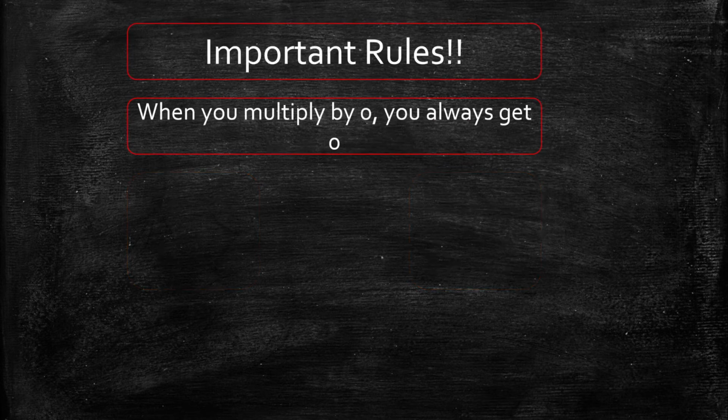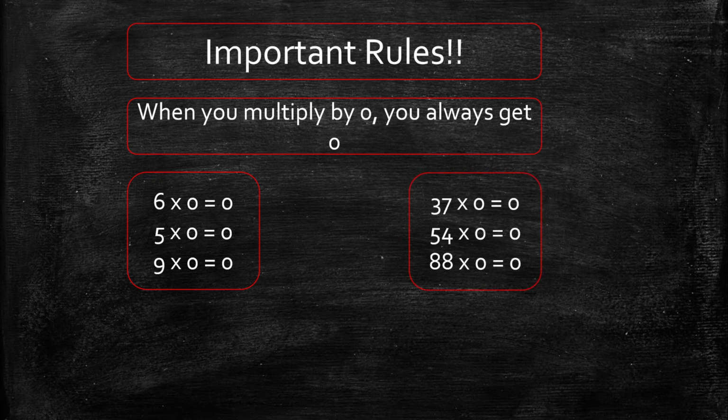Another important rule. When you multiply by 0, you always get 0. Because that means you have 0 groups of that number. So I have 0 groups of 6. So 6 times 0 is 0. 9 times 0 is 0. 37 times 0 is 0. 88 times 0 is 0. I know I skipped a few there. But just remember that when you multiply by 0, you always get 0. When you multiply by 1, you always get the number you're multiplying 1 by.